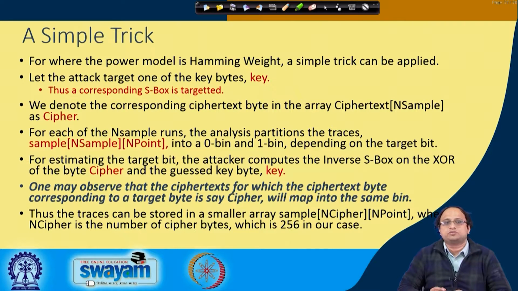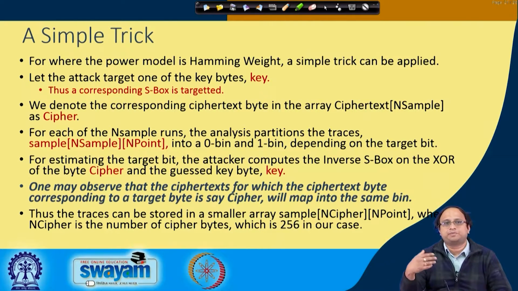Now you basically target a corresponding S box. This S box could be, say, the first S box of your last round. We denote the corresponding ciphertext byte in the array ciphertext n sample as cipher. Again, this is the first byte of your ciphertext.